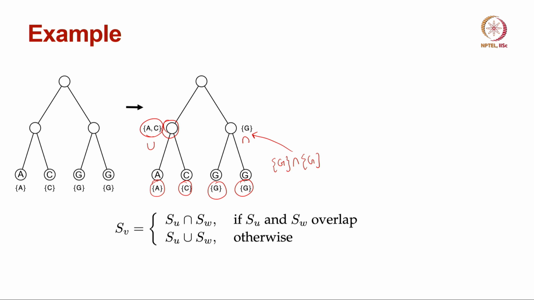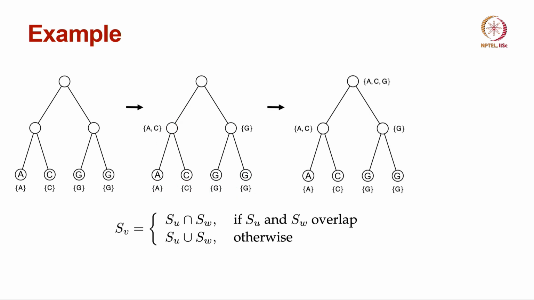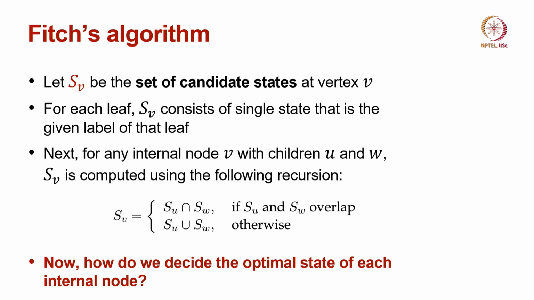What about the root node? Well, observe that again there is no overlap between these two sets. Therefore, following this recursion, we will compute the union, that is A, C, G. So, this illustration is basically to convey how we are computing these sets in a bottom-up manner. But from these sets, how do we decide the final optimal state of each internal node? How are these sets helping us to solve this problem?